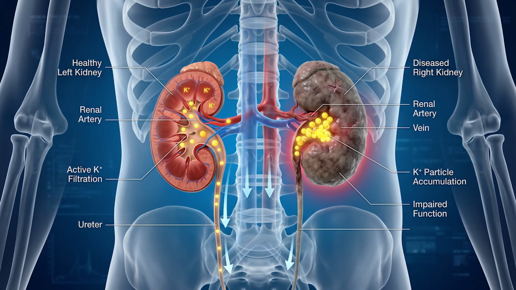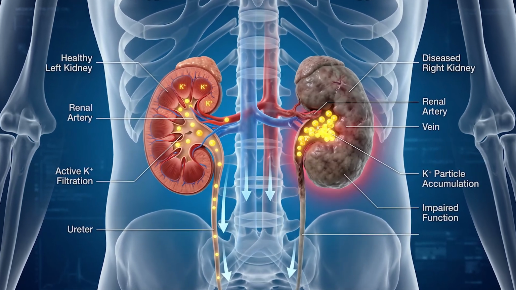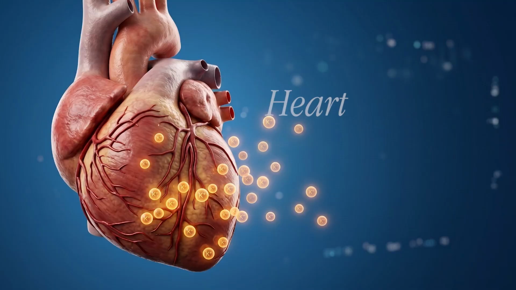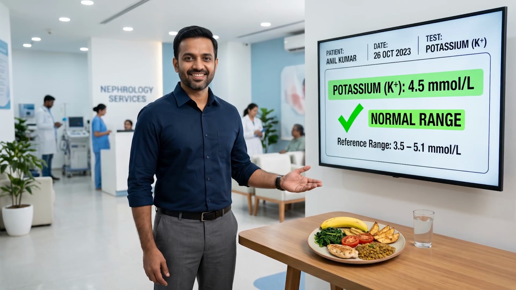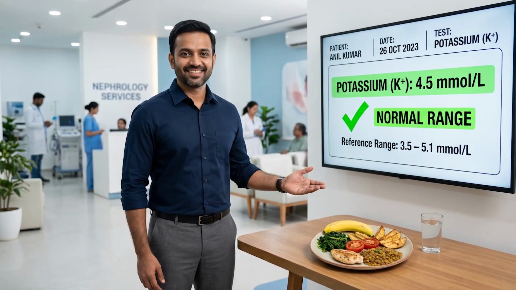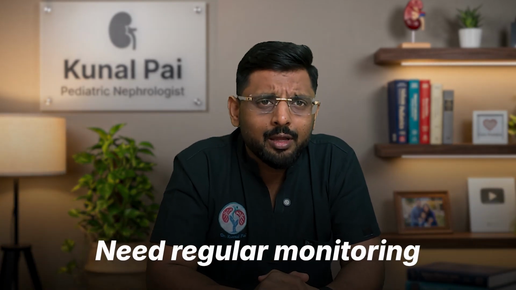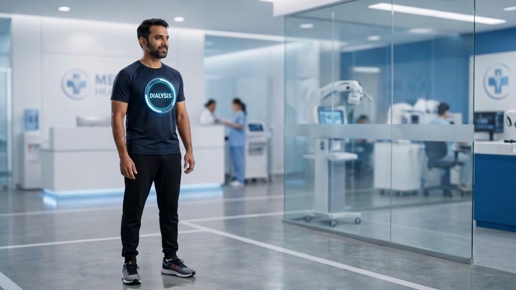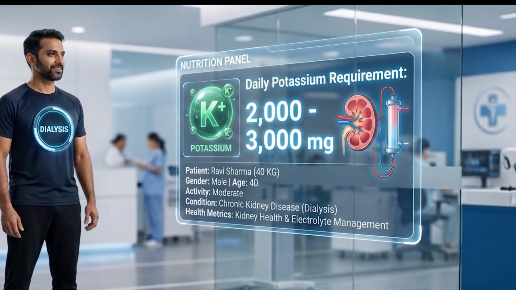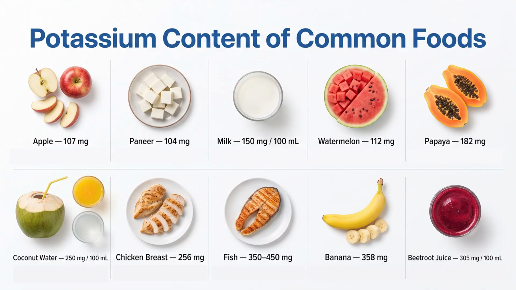So why does potassium need to be restricted at all? Because a failing kidney cannot excrete that excess potassium, and that can lead to a fatal heart attack or arrhythmias. But here's the twist. If your potassium levels are in range, you do not need to restrict your potassium. But that said, does not mean that you can eat potassium unchecked. You need regular monitoring. And if you're a patient on dialysis, your requirement is around 2000 to 3000 milligrams of potassium per day. That's all. Let's see what that looks like on the plate.